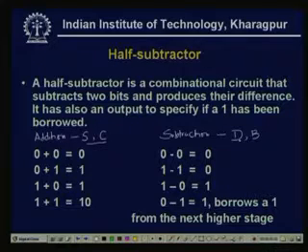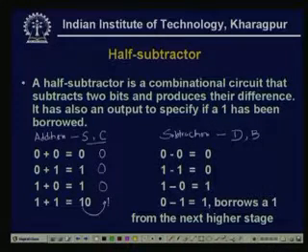Now, let us see how the operator operates on the 2 operands. Again, first we see the addition operation. 0 plus 0 equal to 0 and the carry is 0. 0 plus 1 is 1, carry is 0. 1 plus 0 is 1, carry 0. 1 plus 1 is actually 1 0. So, sum is 0 and carry is 1.